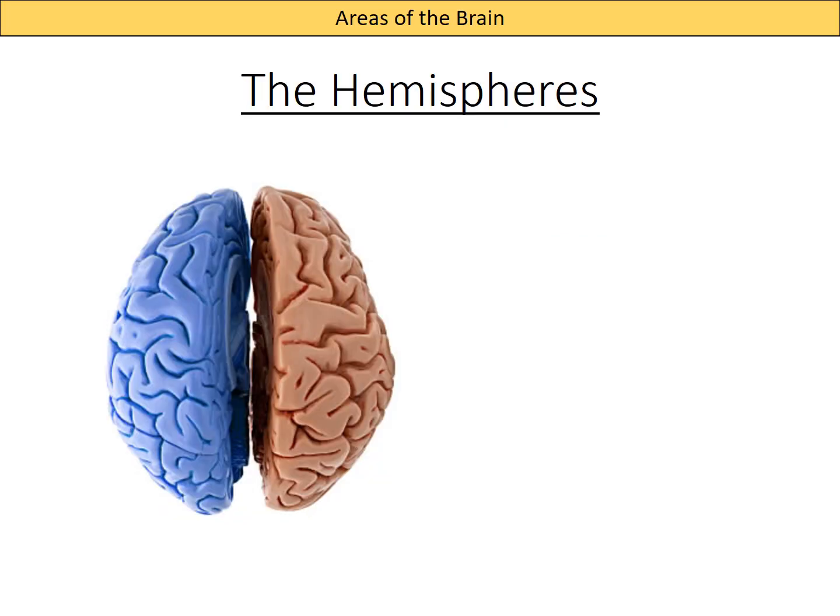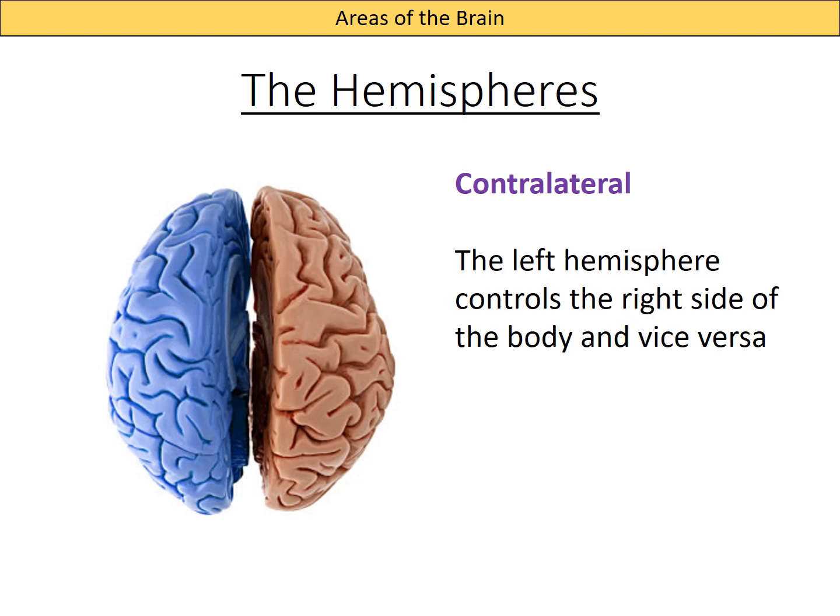So starting at the very beginning, the brain is divided into two hemispheres. We've got the left hemisphere and the right hemisphere, and they are what are known as contralateral. Now, what contralateral means is simply that the left hemisphere controls the right side of the body and processes information from the right side of the body, and vice versa.